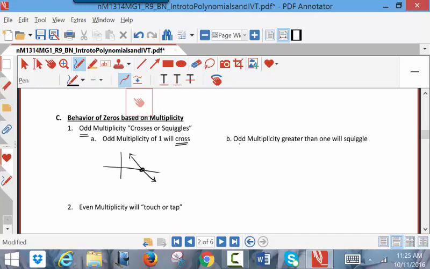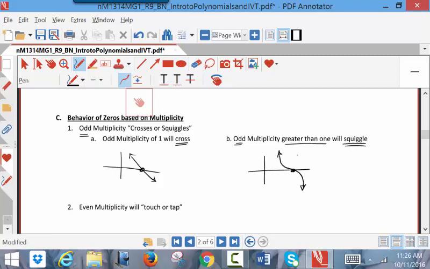But if you have an odd multiplicity greater than 1, like a multiplicity of 3 or a multiplicity of 5 or a multiplicity of 7, then this one is going to do what they call squiggle through the x-intercept. And it will come through the x-intercept like this.